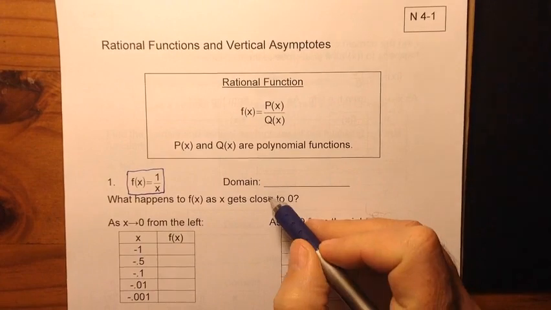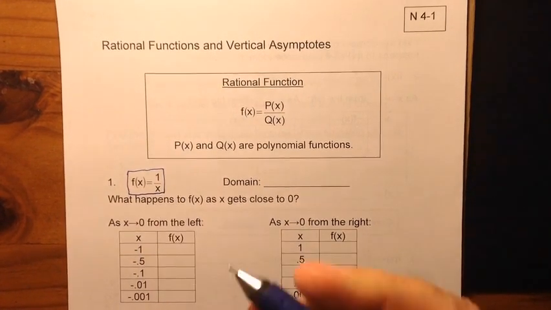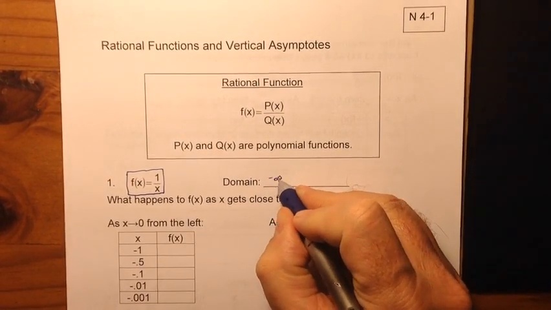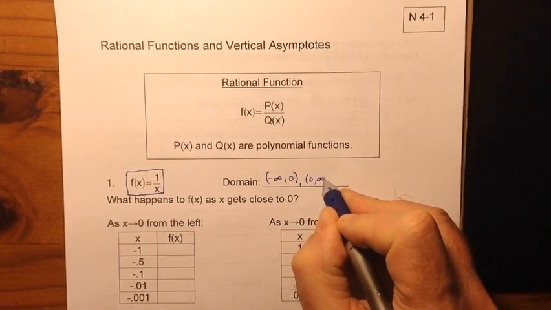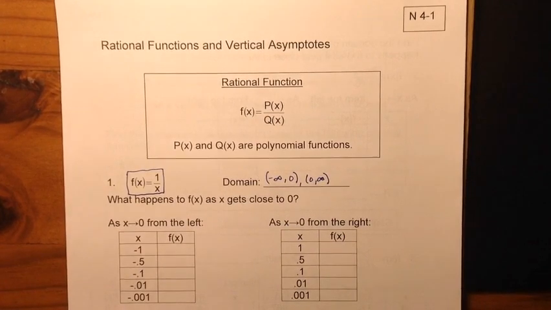So the question is, what is the domain? Any number except what makes the denominator 0, which would be 0. So x cannot equal 0. So we'll say from negative infinity to 0, and then from 0 to positive infinity. Anything except for 0 is good here. But what happens to f of x as x gets close to 0?